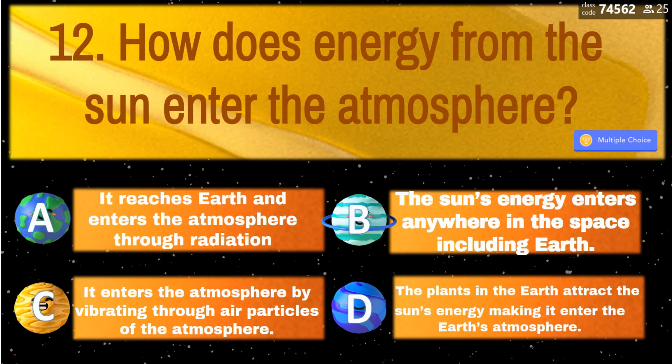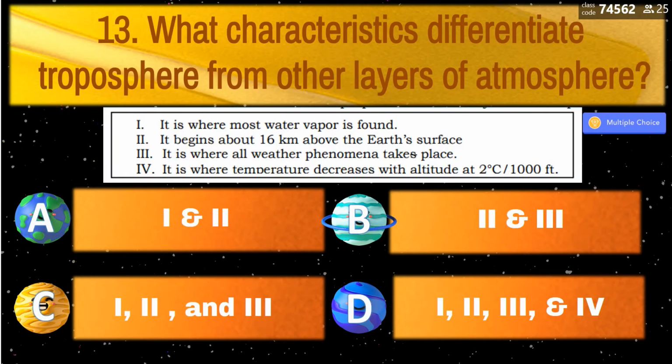Very well said. That's letter A. It reaches Earth and enters the atmosphere through radiation. Let's proceed with 13th question. What characteristics differentiate troposphere from other layers of atmosphere?